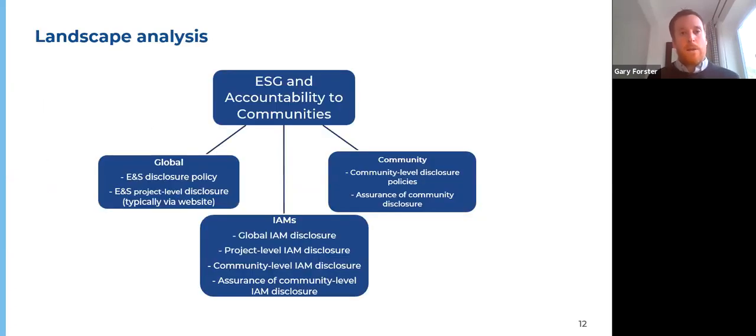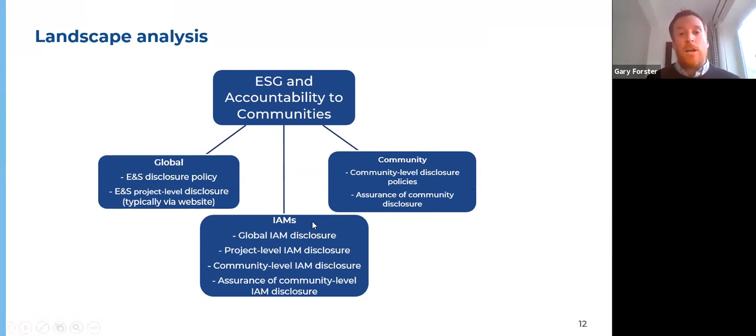So in terms of how we split up the research, on the left here, we've got the global level analysis. So here we looked at E&S disclosure policies, and we looked at E&S project level disclosure as well, at that global level, what was available via DFI websites. We then looked at the community level. So we looked at policies around community level disclosure. So what are DFIs saying that they need to be doing at the community level? And then we also looked here at assurance of community disclosure. So what evidence was being provided that disclosure had taken place at the community level.